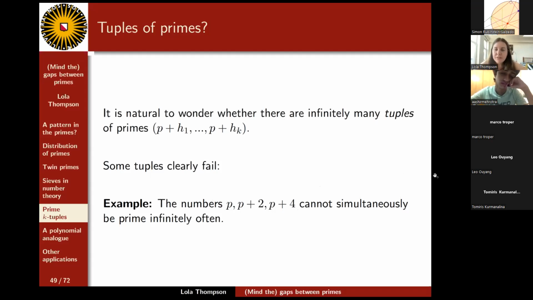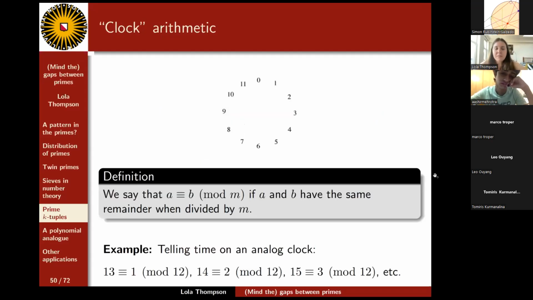All right, so that's why we sometimes have this obstruction. So you can't possibly have all k-tuples being all prime infinitely often.